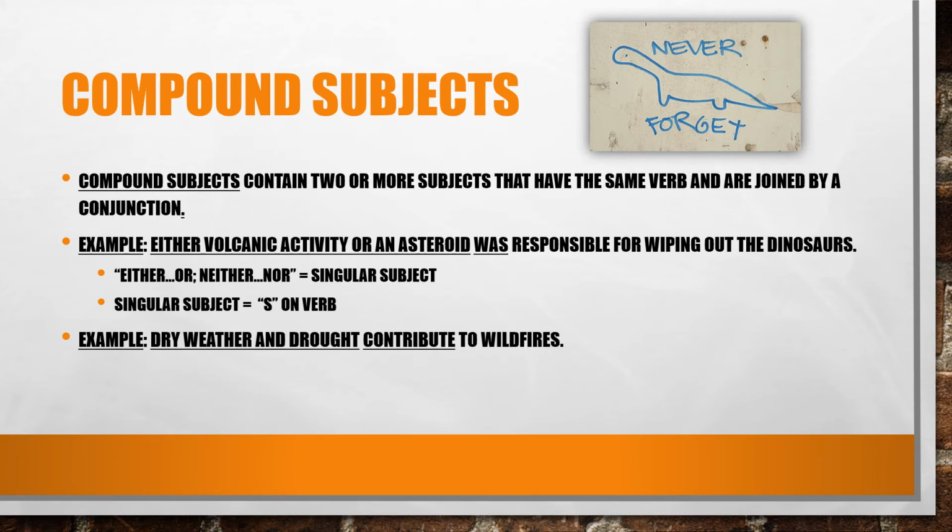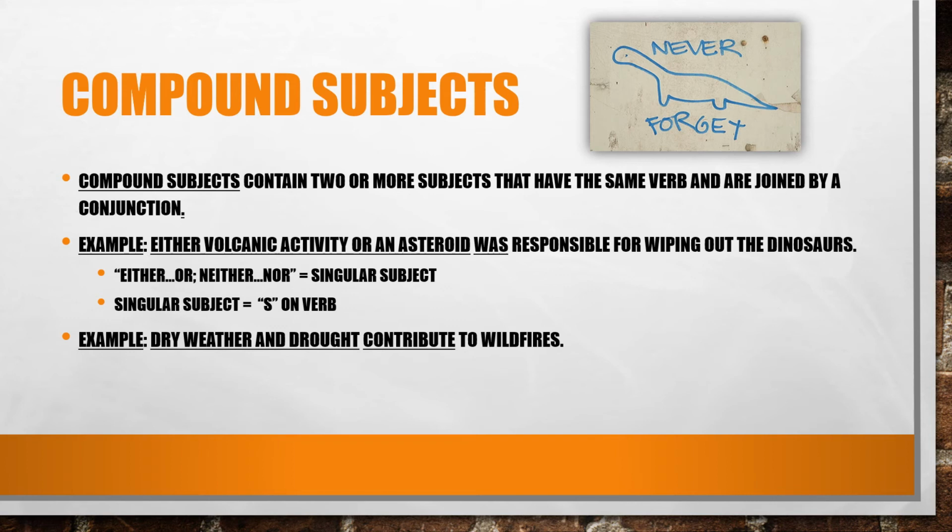And again, the same basic rule applies to the opposite. Okay? And here we're looking at a different conjunction. Okay? Dry weather and drought contribute to wildfires. Okay? So now we're looking at, again, isolating the two nouns that make up this subject, dry weather, drought, okay, or specifically weather and drought if we look at the simple subjects here.